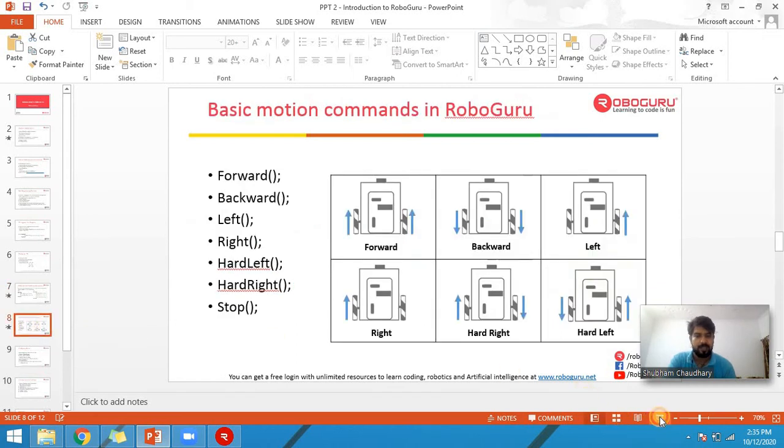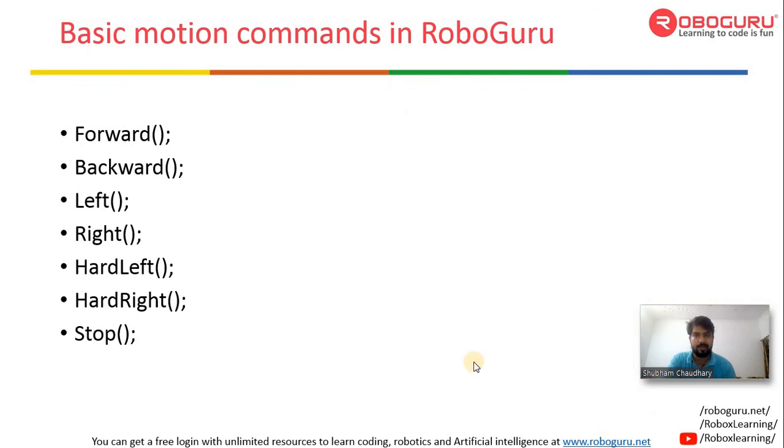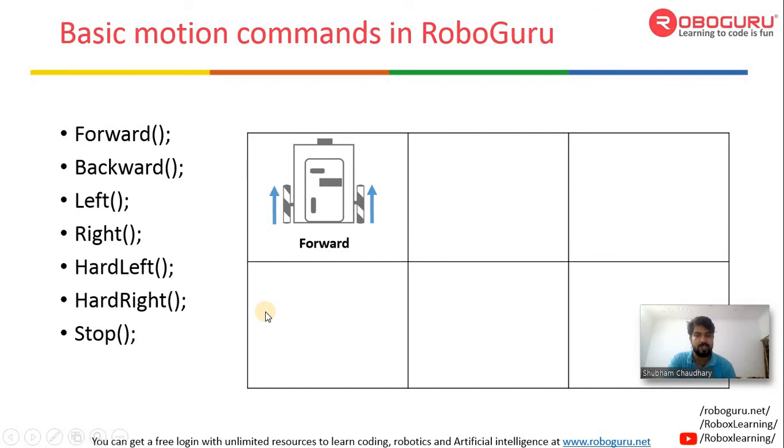Okay. So here is something which is basic motion commands in RoboGuru. There are 7 motion commands in RoboGuru, or I'll say 6 motion commands. One is a stop command. Let's look at all these commands. First one is forward. I think this diagram looks very similar to a robot. There's a left wheel, this one. There's a right wheel, this one, and this structure looks like a robot. We are looking at the robot from top.